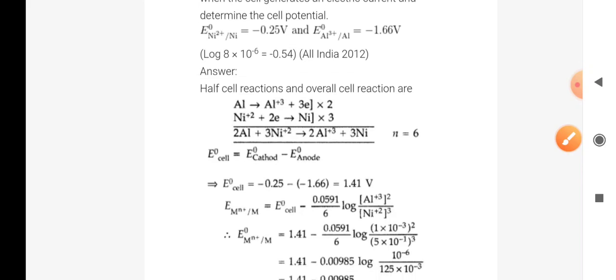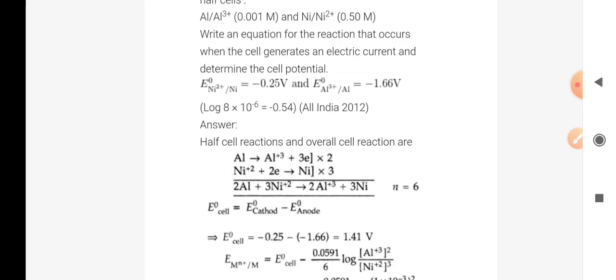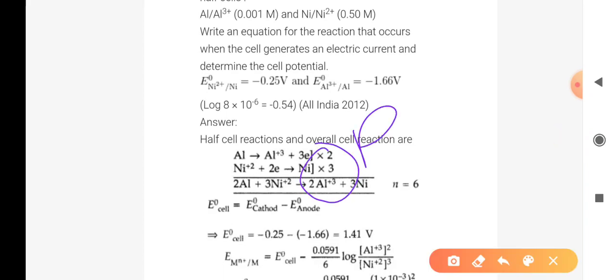After writing this, the concentrations are given to us, which we will write. It will be 0.0591 by n log concentration of product by reactant. Here we know the product is aluminium 3 plus and the reactant is nickel 2 plus, and pure solid and pure liquid concentrations will be constant. So nickel and aluminium metals will be considered constant. So here we write the product concentration in square brackets, Al3 plus, divided by the reactant, which is our nickel.